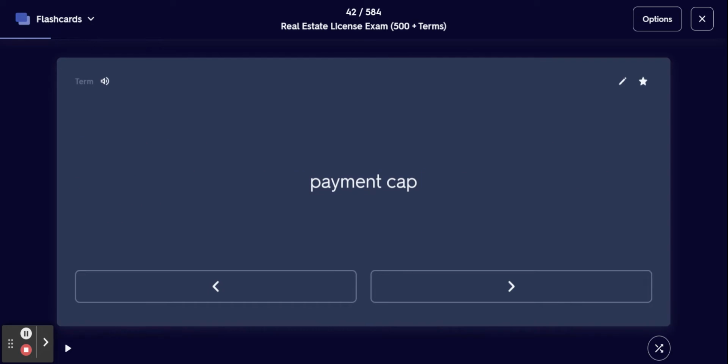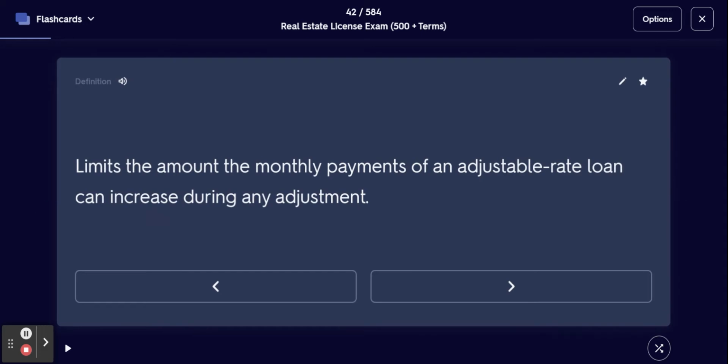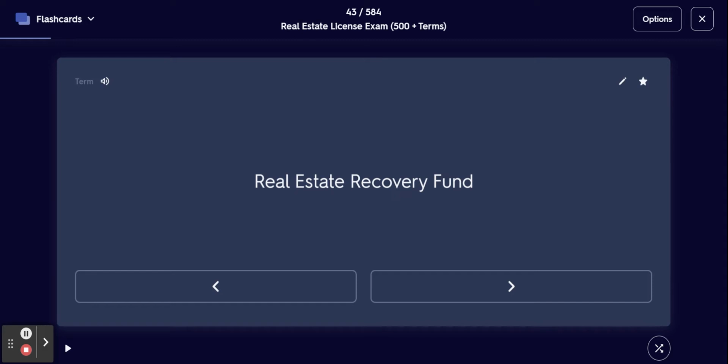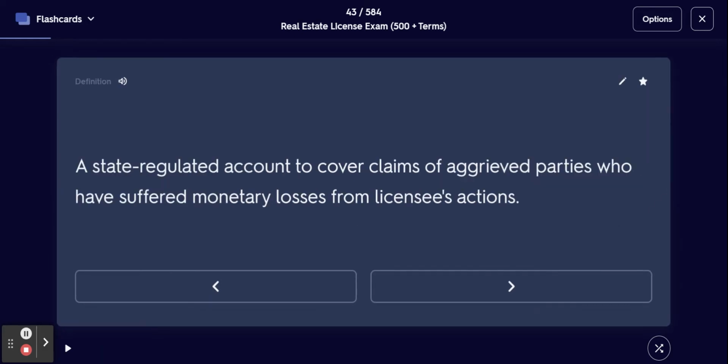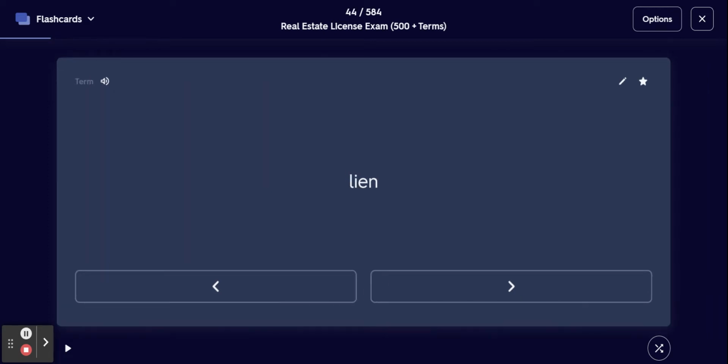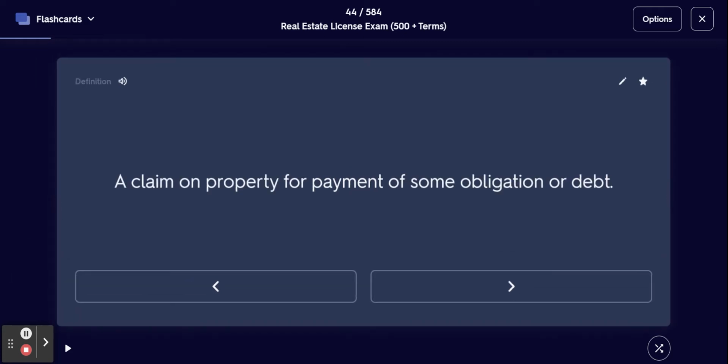Payment cap. Limits the amount the monthly payments of an adjustable rate loan can increase during any adjustment. Real Estate Recovery Fund. A state-regulated account to cover claims of aggrieved parties who have suffered monetary losses from licensees' actions. Lien. A claim on property for payment of some obligation or debt.